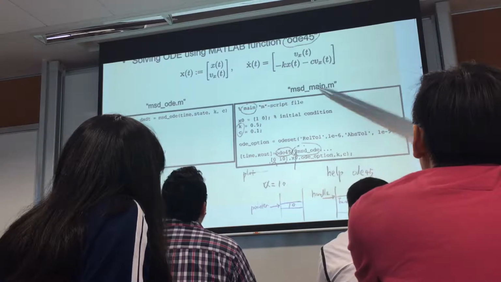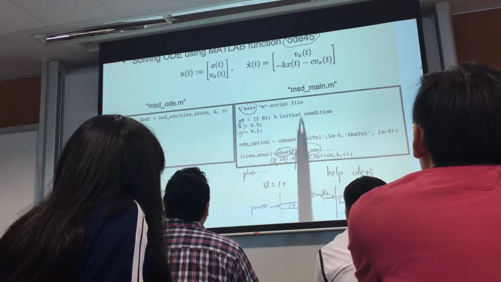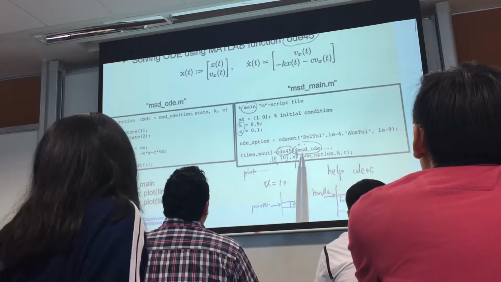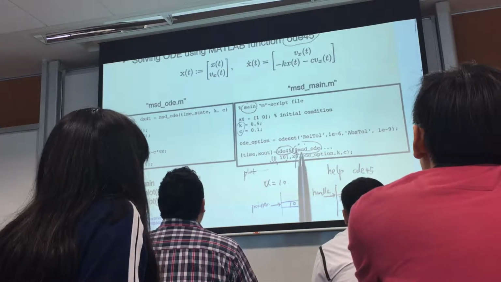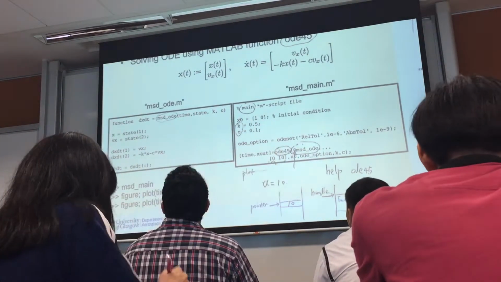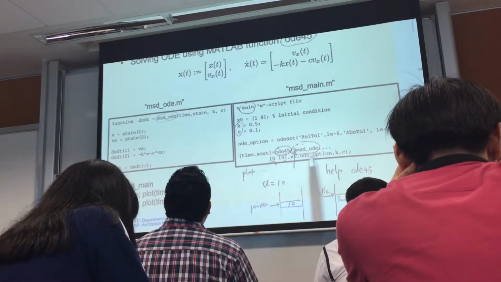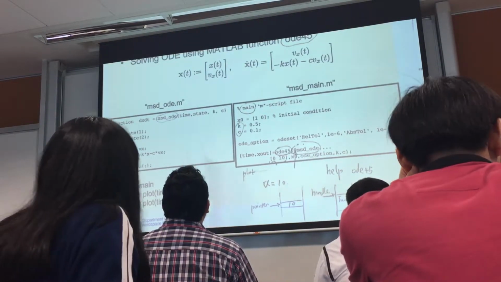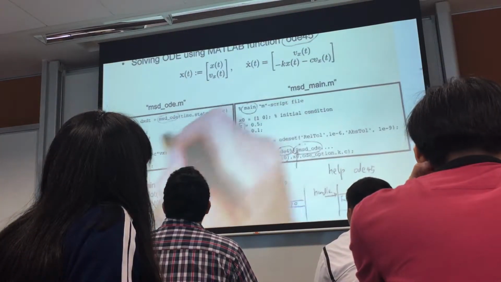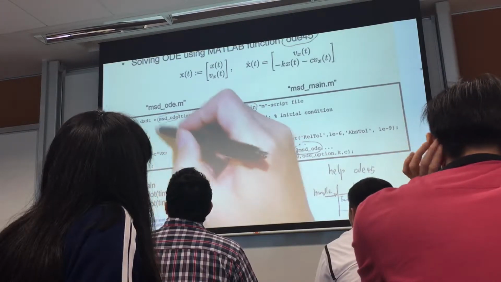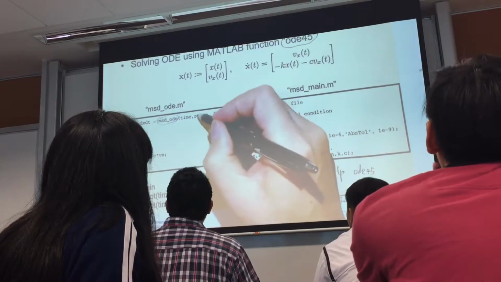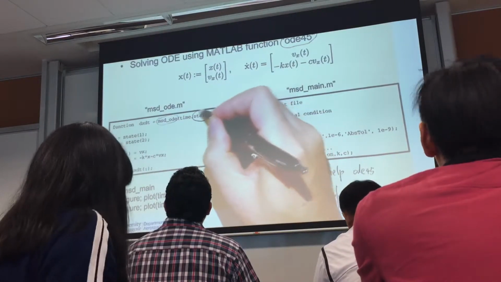So this is the main script. We need another script to define your differential equation. In this case, we declare this function to be MSD ODE. But you may use any name here; it's up to you to choose this name. This function is to define the differential equation. An important parameter is here: we have this state.